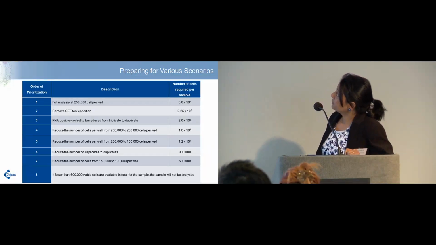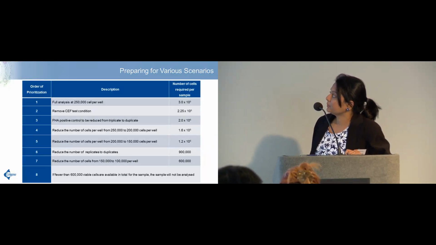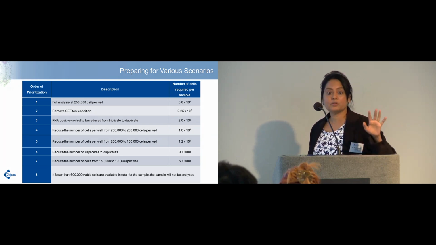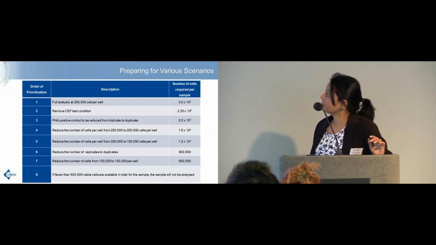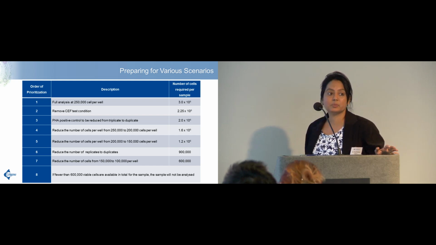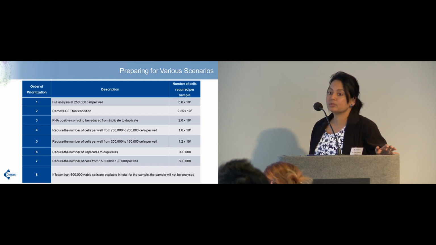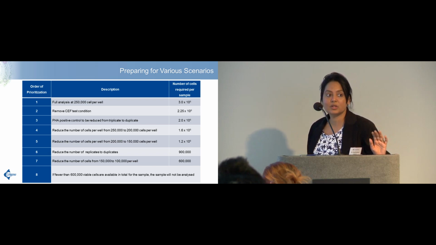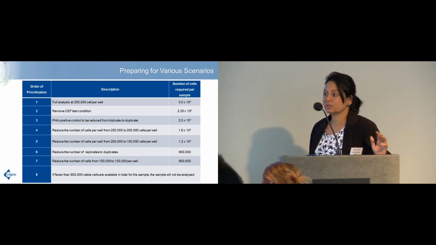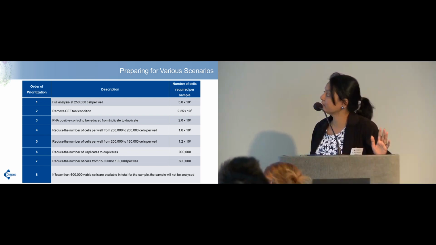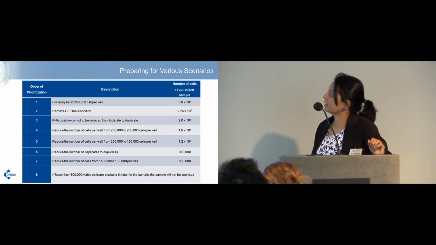And so, preparing for various scenarios, this is what Emily referred to as well: what do we do if we don't get enough PBMCs? So if we have 3 times 3 million cells, we can do a full set of analysis. We'll have 250,000 cells per well, triplicate of all analysis. We'll have a PHA positive control, a CEF positive control, a negative control, and our samples. Everything's done if we have this.